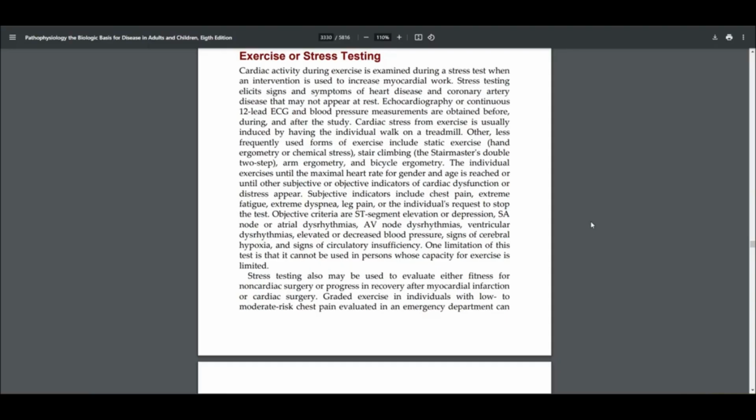One limitation of this test is that it cannot be used in persons whose capacity for exercise is limited. Stress testing also may be used to evaluate either fitness for non-cardiac surgery or progress and recovery after myocardial infarct or cardiac surgery.